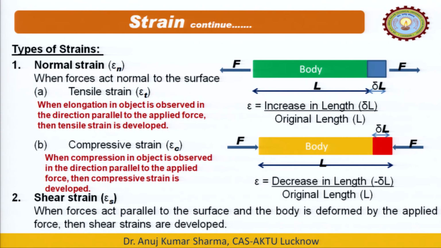In case of compressive strain, this is the body and initially it was of length L. We applied some compressive force. What happened to this object? Some reduction in the length of the object happened. The length was reduced by delta L. So the decrease in length is minus delta L, which means it is negative strain. So strain is equal to minus delta L upon L. Here tensile strain is positive, and compressive strain is negative.